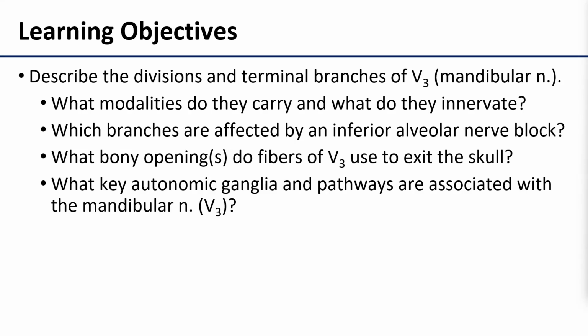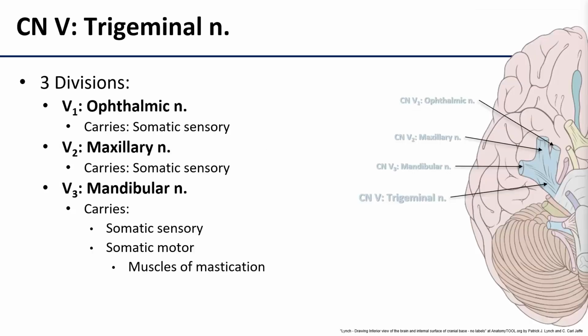We will talk about which branches are affected by an inferior alveolar nerve block, and we will address which bony openings they use to exit the skull, and which autonomic ganglia and pathways are associated with branches of the mandibular nerve. So just a quick review to start off then.